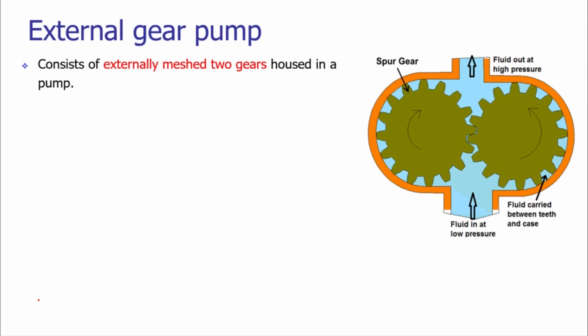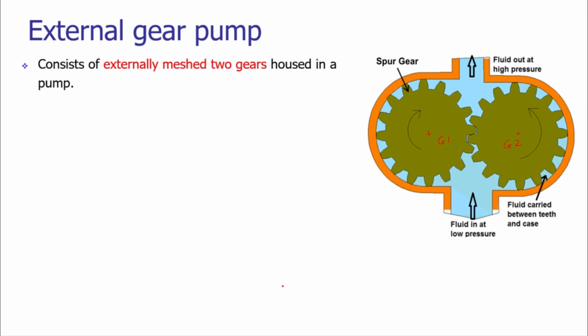Now let us look at an interesting configuration of the gear pump, that is the external gear pump. On your screen you can see there are two spur gears which are meshed together. This is gear number 1 and we have another gear, that is gear number 2. These two gears are meshed and they are assembled in a casing.